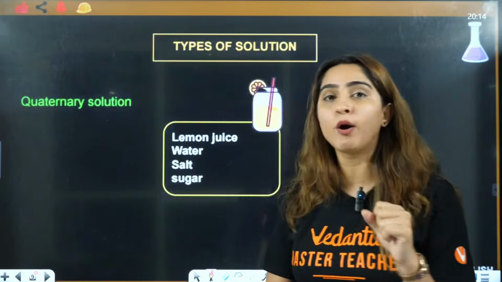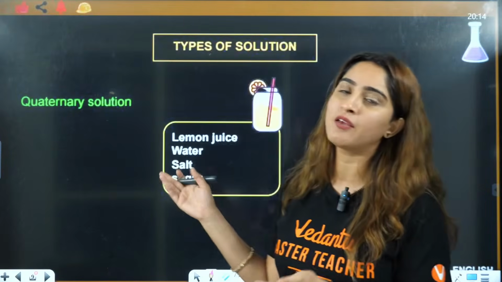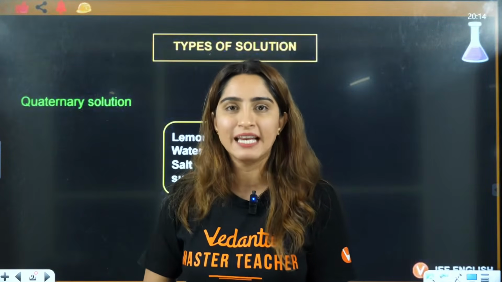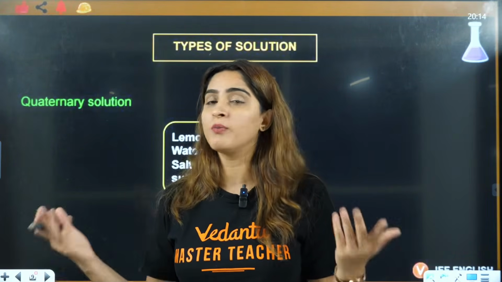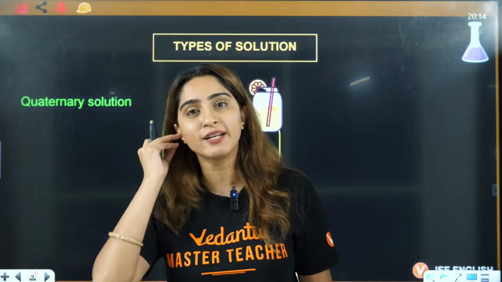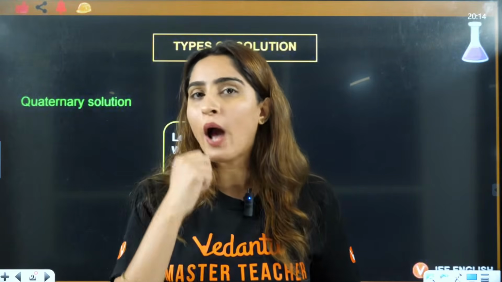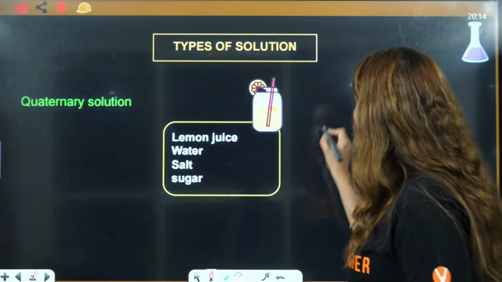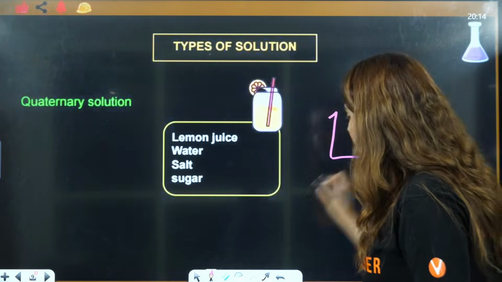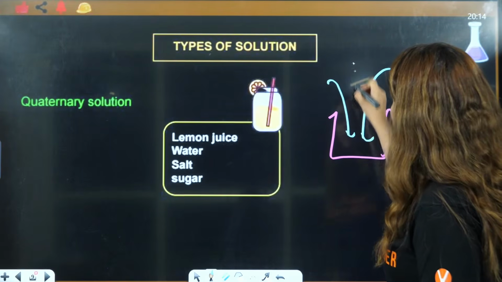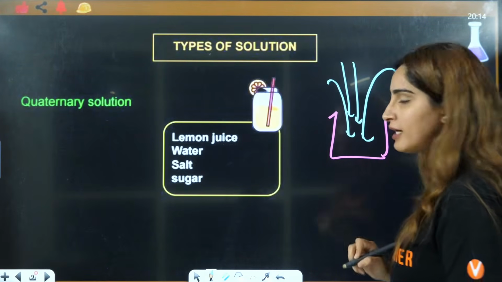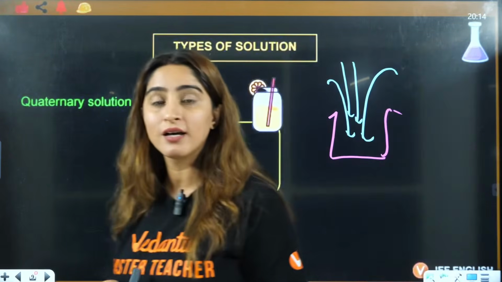Now let's talk about quaternary solutions. I drink it daily, right? Lemon water, right? Why? It's very needed. So much heat is over there on the planet, right? So what you add here, let's say you have water. Now you are adding water, then you will add lemon, then you will add sugar, then you will add some salt. You will mix it all together, right?